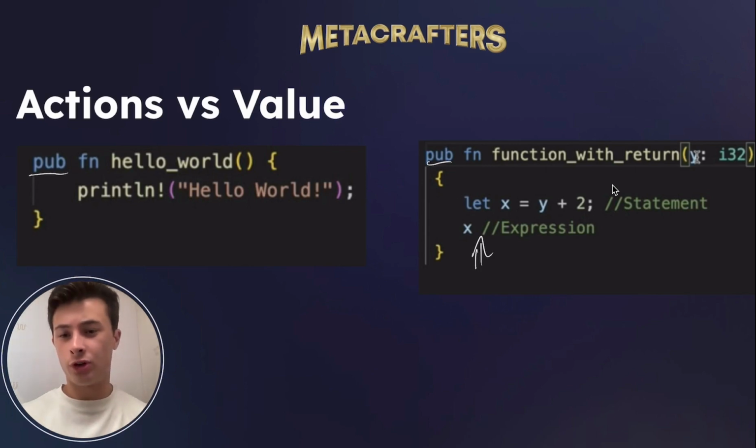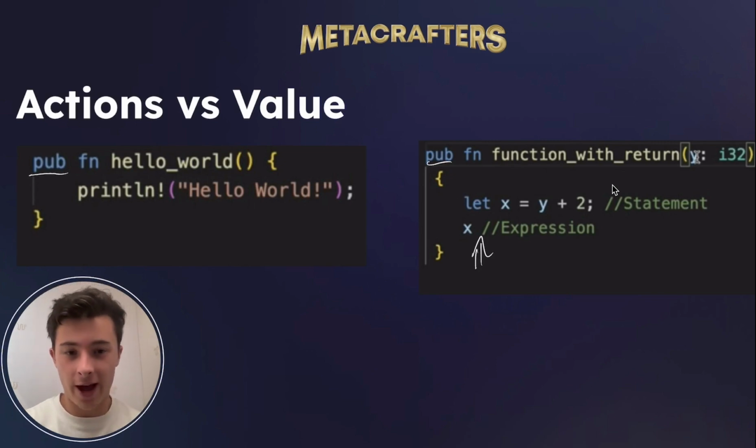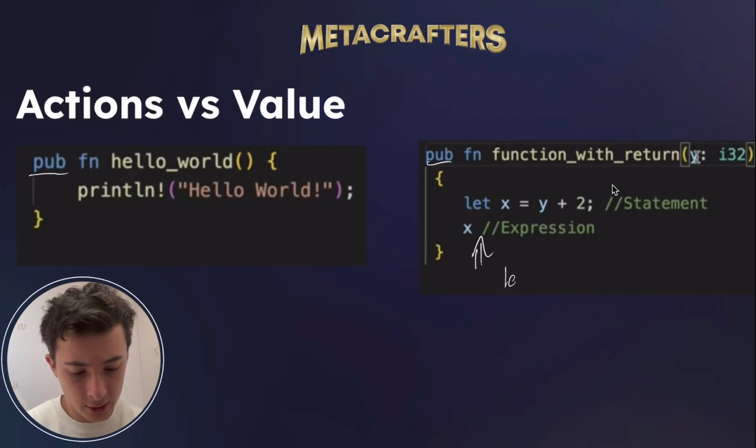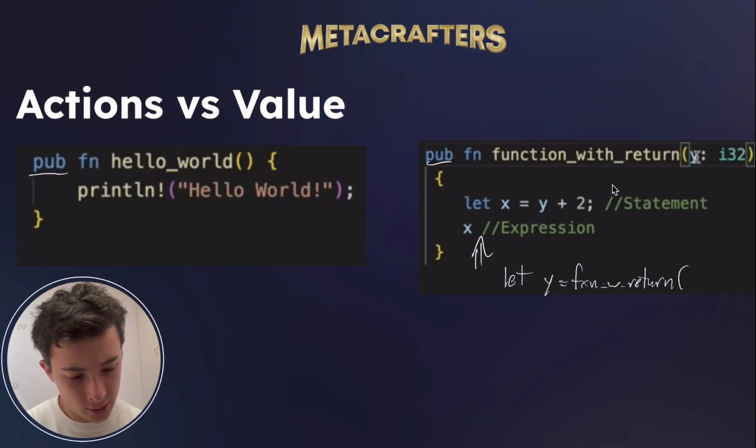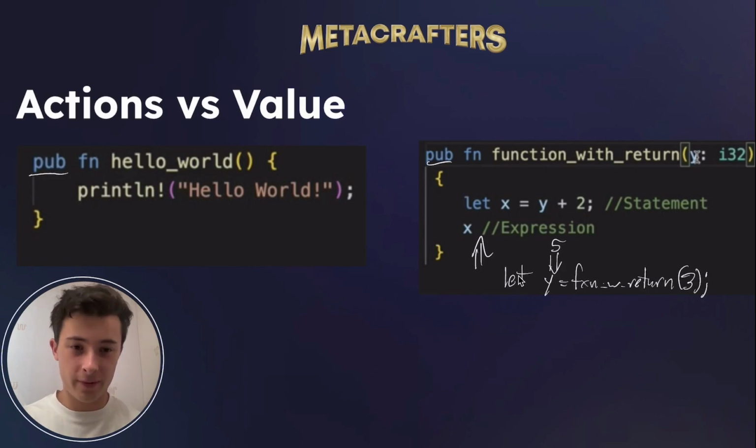With these functions, we can either call an action, in this case print hello world, or we can store a value and then access that value. Let's say we store the call to function with return in a variable like this. If we said let y equal, just to abbreviate, function with return, and then brackets with some random number, 3, this would mean y is equal to 5. That is because we're returning the value in this function.